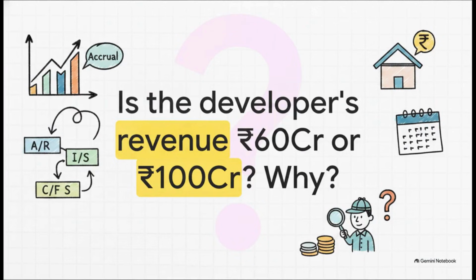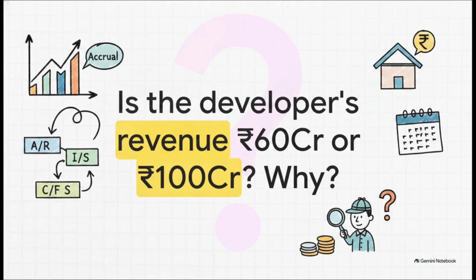Okay, I'm going to leave you with this final real estate challenge to test your accrual accounting skills. Solve this mystery and you'll know your accounting mechanics are rock solid. If customers book 100 crore rupees of apartments, but only 60 crore is actually collected in cash, is the developer's revenue 60 crore or 100 crore?